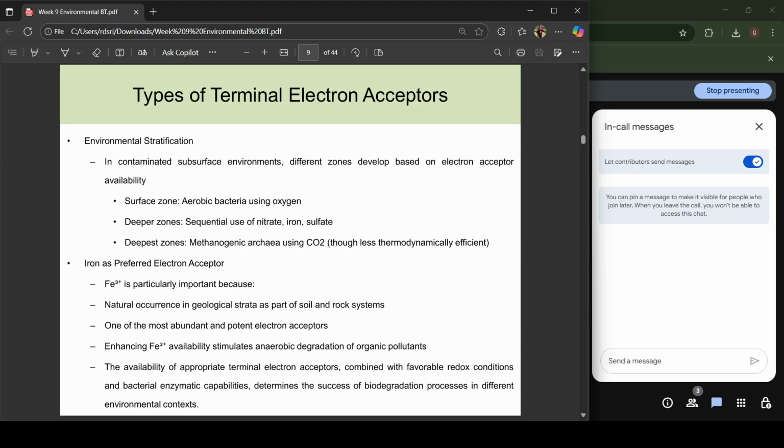Methanogenic archaea can essentially use carbon dioxide to produce methane. So these are the different zones that are developed based on the terminal electron acceptor availability: surface zone, deeper zone, and deepest zone. In the surface zone we have oxygen, in the deeper zone we have nitrate, iron, and sulfate. In the deepest zones we don't have any of these, but the organisms that live there can use carbon dioxide to produce methane and still survive in that habitat.